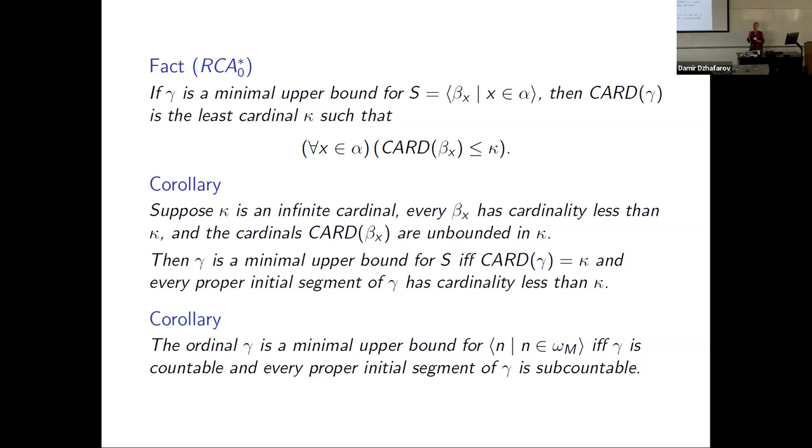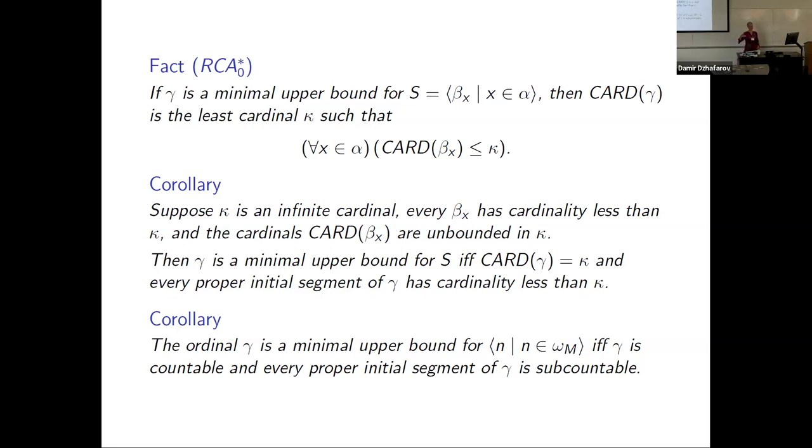I mean, the cardinalities are going to determine some cut in the model, and a little bit of thought about how finite cardinals are interspersed with infinite ones says it's going to determine a Sigma^0_1 definable cut. So there is a cardinal that's the candidate for the cardinality of the minimal upper bound. Now, again, if that bound is not realized, so everything in the sequence has smaller cardinality than kappa, which is the minimal upper bound in terms of cardinality, then in order for gamma to be a minimal upper bound of the sequence, it has to have cardinality kappa. It can't have any proper initial segment of cardinality kappa, because everything in the sequence has strictly smaller cardinality, so it would embed everything. So we can characterize what the minimal upper bounds are in that case. They're ordinals whose cardinal is kappa, and every proper initial segment has smaller cardinality.